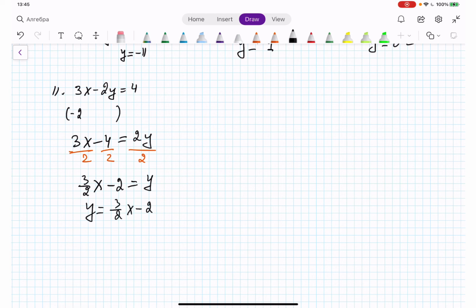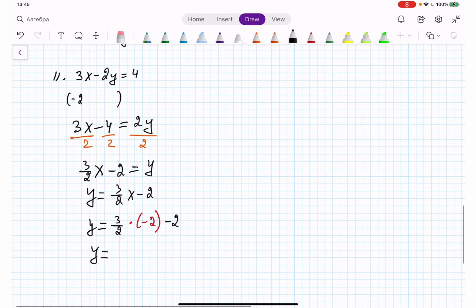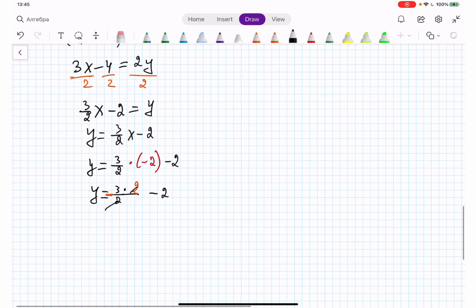Okay, so let's plug in. y is equal to 3 over 2 times negative 2, and minus 2. So this is going to be 3 over 2 times, well, let's put the negative sign in front. Here will be only 2, and minus 2. This 2 and 2 is gone. We are getting negative 3 and negative 2. It's going to be negative 5.